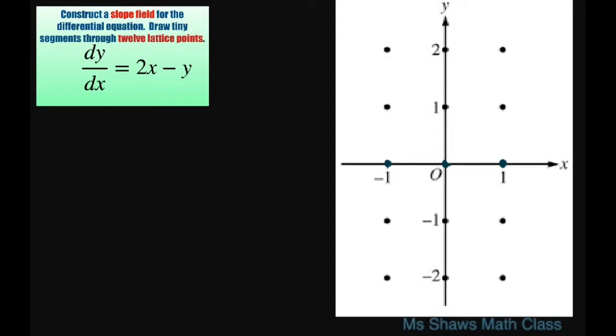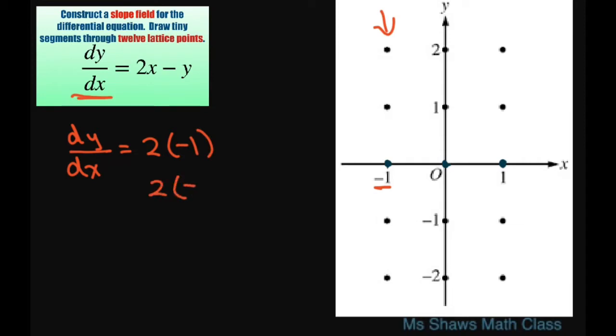So basically, it's already set up for you. This is your slope. We're going to start with this first vertical line here, where x is -1. So we have dy/dx = 2 times -1, and I'm going to do this 5 times, because that's your x.